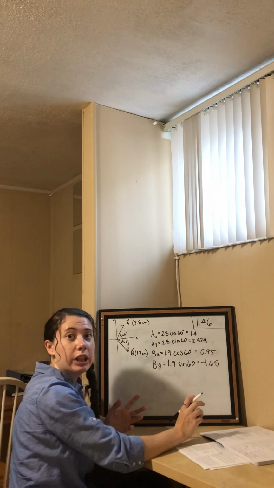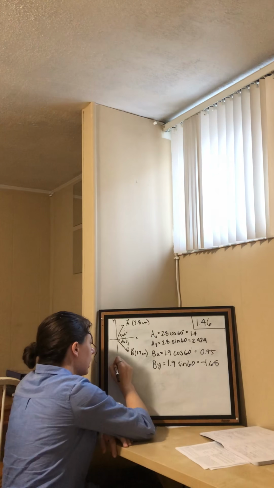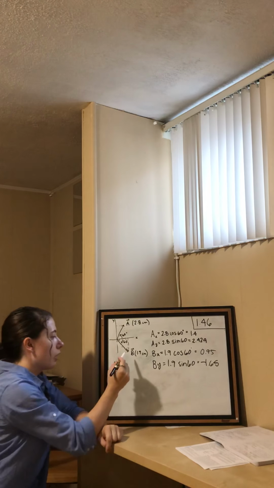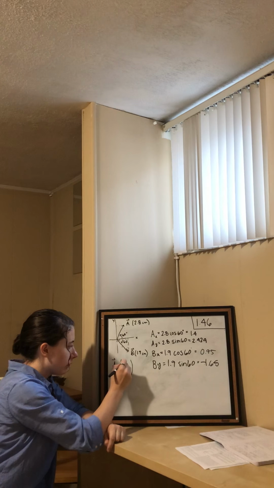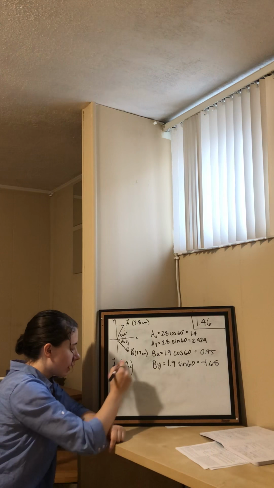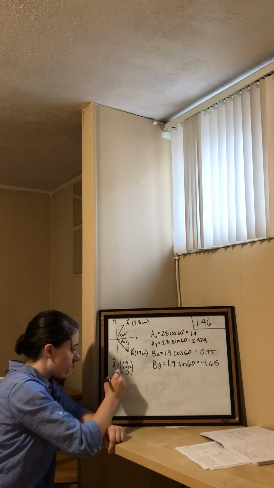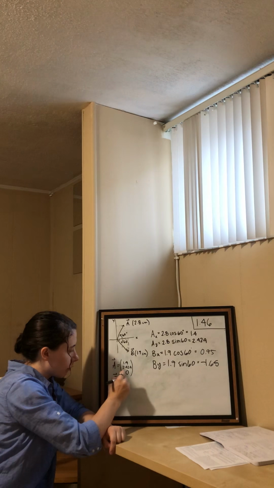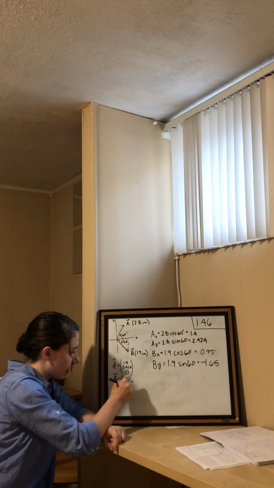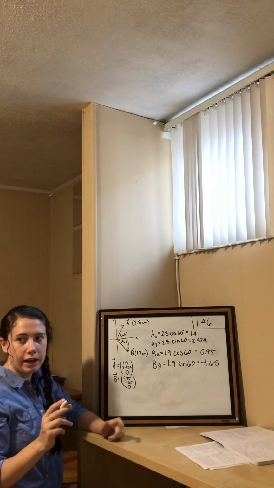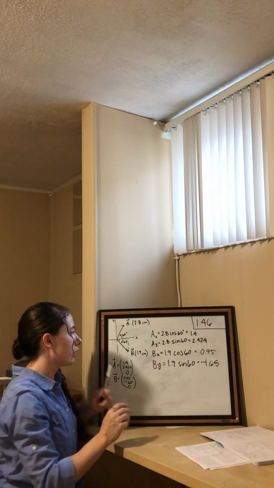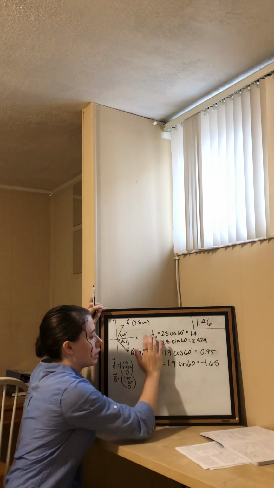Okay, so now we know the components of the vectors, so we can write vector A as 1.4, 2.424, and 0. And vector B we can write as 0.95, negative 1.65, and 0 as well. So now we are going to find the cross product. I'm going to erase this.